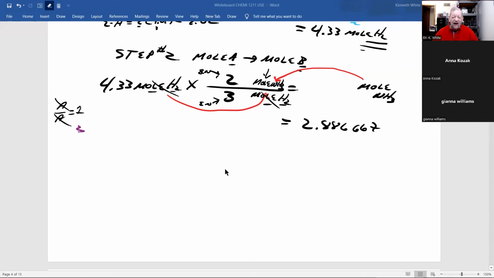All right, now we have to round this off to what? This is 3 significant figures, exact numbers. Round that off to 3 significant figures. Keep the 2, keep the 8, keep the 8, use the 6 to round off. It's 5 or higher, and that would be 2.89 moles of ammonia.